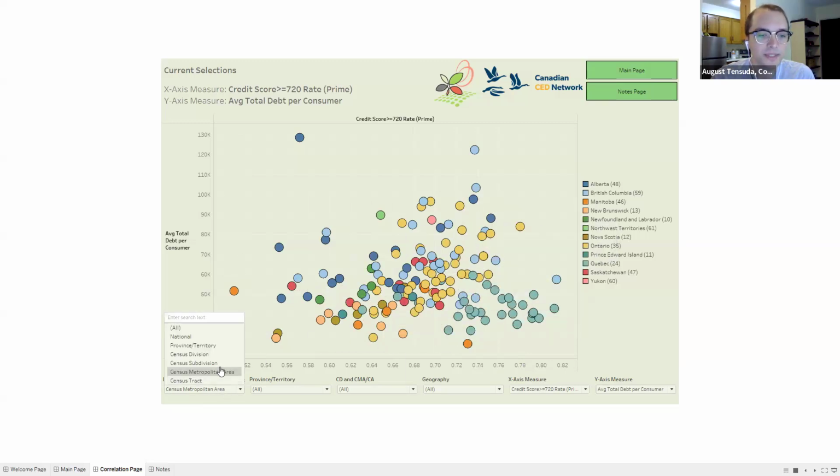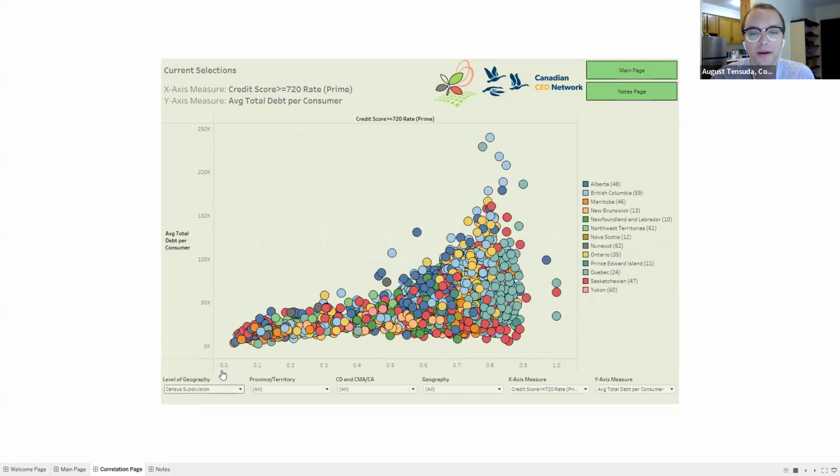Let's select census subdivisions, get a whole bunch of dots on here. So now we can sort of see a bit of a trend, right? We can see that if someone has a low credit score, so if the credit score rate is low, so their prime rate is low, not many people have prime, and if not many people have prime, then that means that they have subprime. Then they have low average total debt per consumer, right? Which makes sense because the whole reason you have a credit score is so that the loaning agencies and stuff can assess your risk and then apply loans to you appropriately.